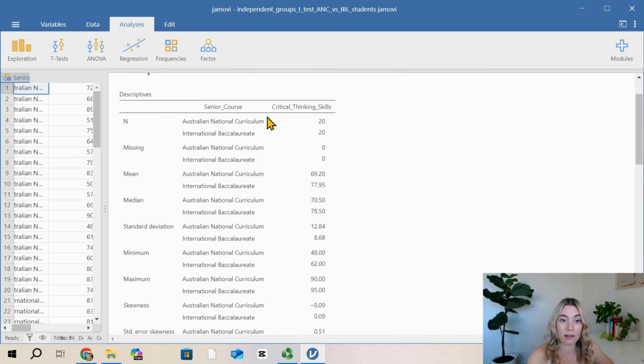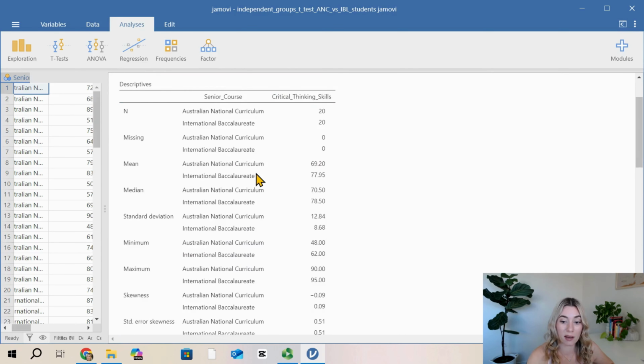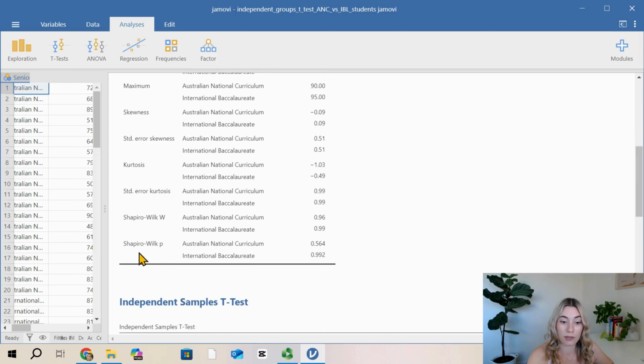So to check our normality assumption, we look at our descriptives table. We're looking at the Shapiro-Wilk p-value or significance value for both of our groups. Here we can see that both of these values are above the 0.05 threshold. In other words, they are both non-significant, and this means that our assumption of normality has been met for both of these groups. Another way of thinking about this is that they do not significantly deviate from normality.